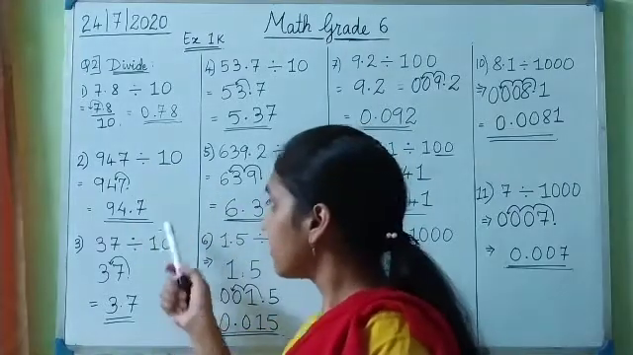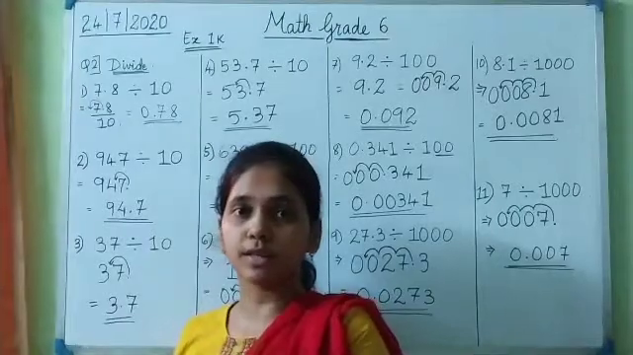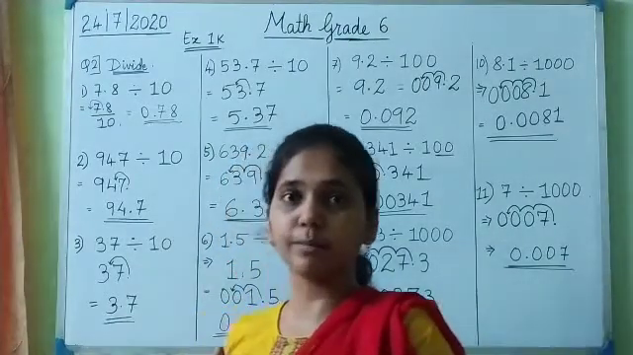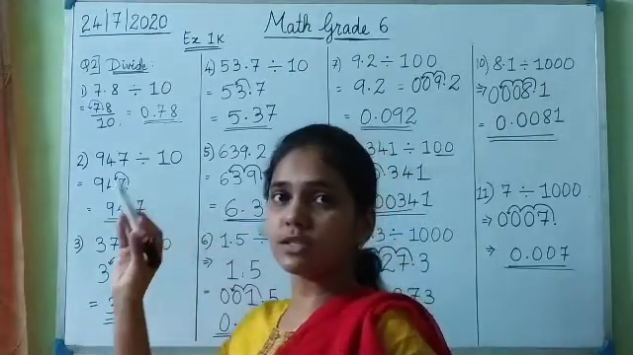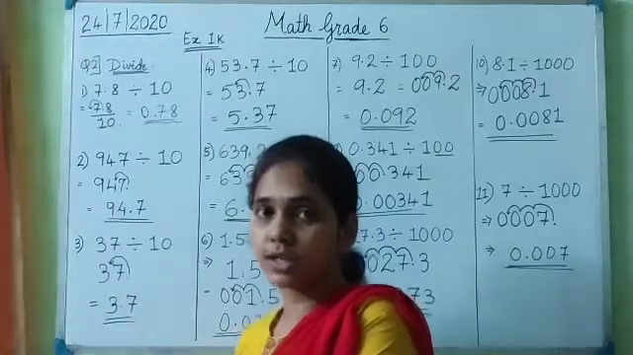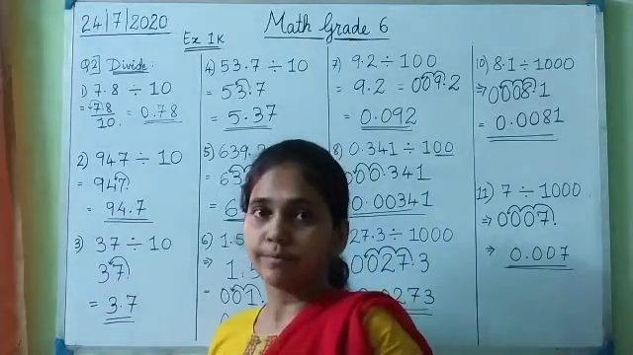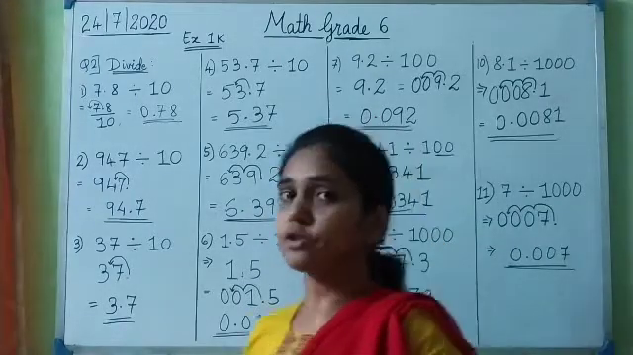Okay. So this is a trick: if the numbers are divided by 10 or 100 or 1000, that is, multiples of 10, then only by shifting the decimal point towards the left, or if it is multiplied, then only by shifting the decimal point towards the right, you get the answer. It is very simple. So this was it about division.